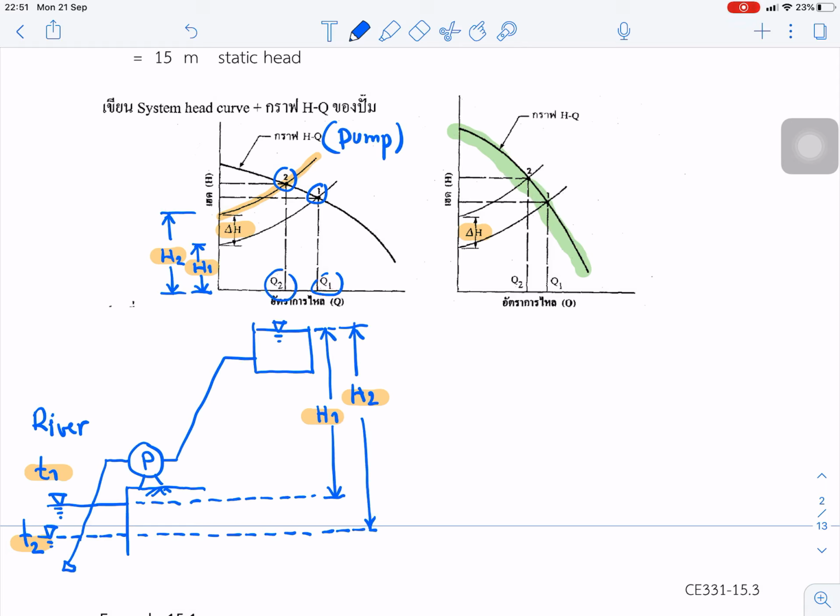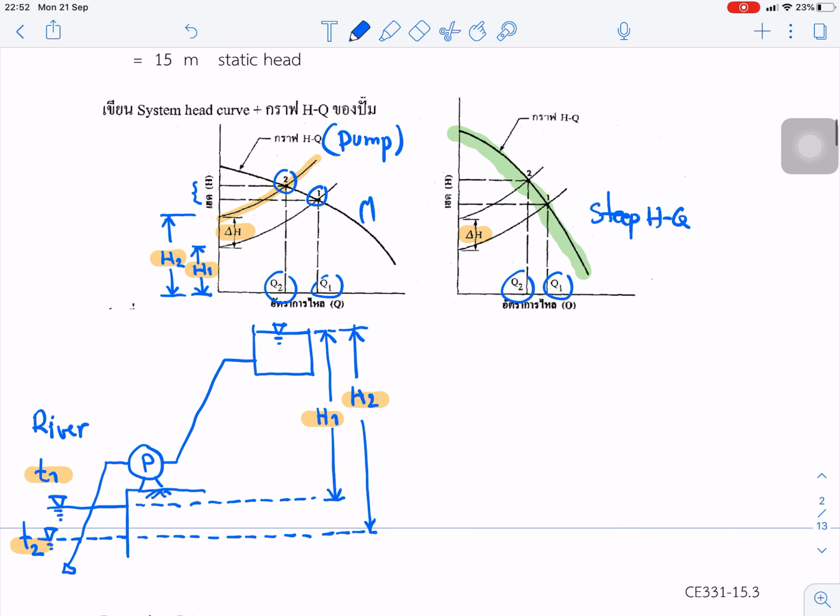But if we choose a steeper H-Q curve of the pump, we find that Q2 comes closer to Q1. So that is one way we can choose the pump that fits our condition. But if we want the head to change less, we can choose a flatter H-Q curve. That means if the static head is changed, the pumping head still stays closer.